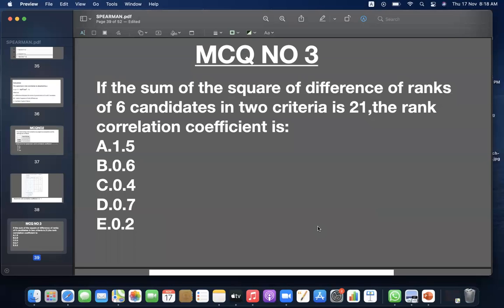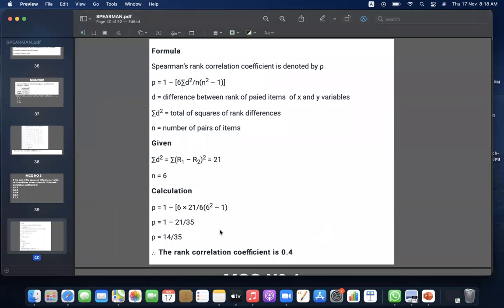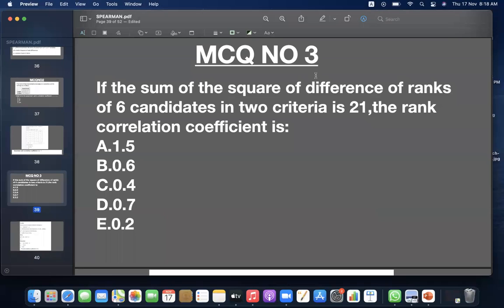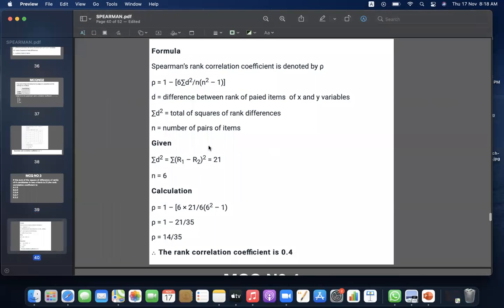No, the answer would be C. I would tell you how. You can see here in this calculation as well. Again, I have given you the formula. This is the formula here. They told us that the difference of the ranks of 6 candidates is 21. So here the difference is already given. What we have to do is compute the whole value in this formula. And after computing, we find the value would be 0.4.